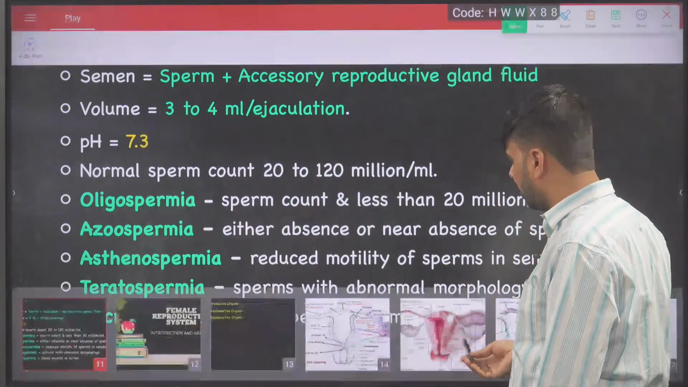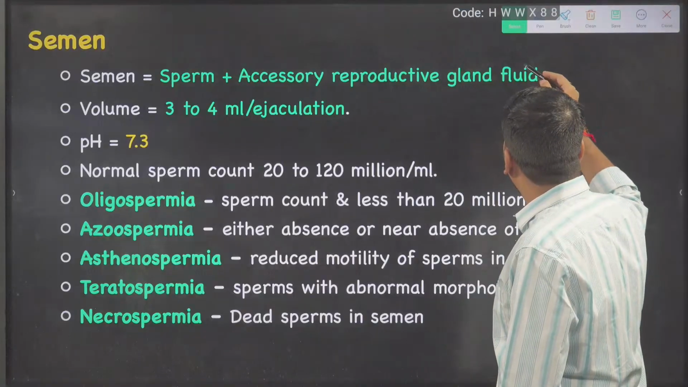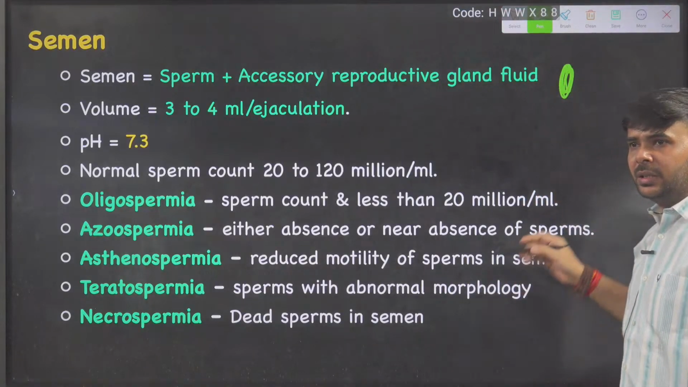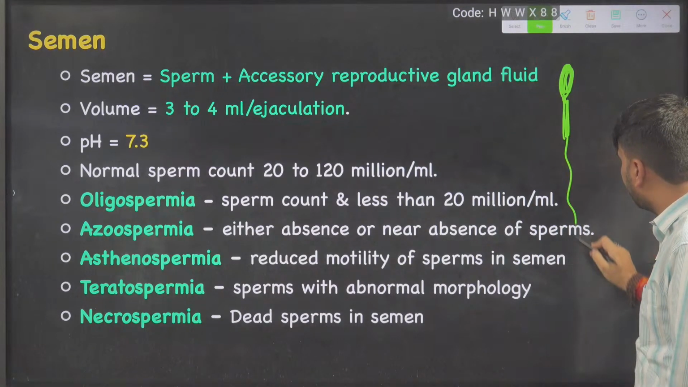See this one. Normal sperm is this. Sorry, not in this slide. So I'll draw one small sperm diagram. Suppose this is the head of the sperm. This is the neck of the sperm, the middle piece of the sperm, and the tail of the sperm.